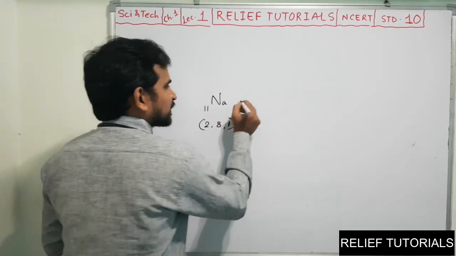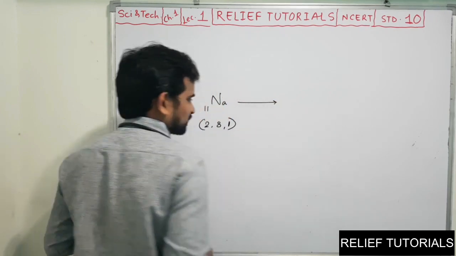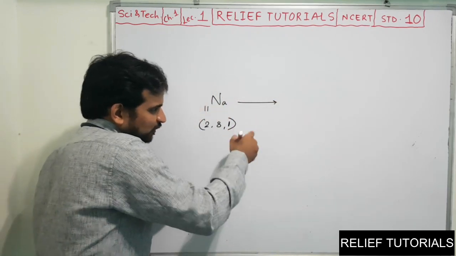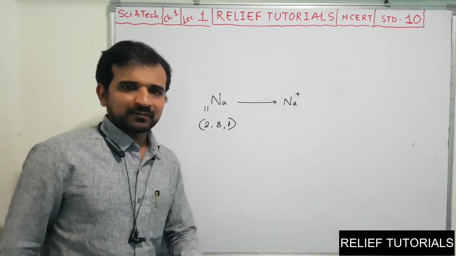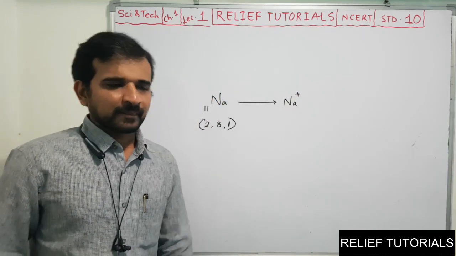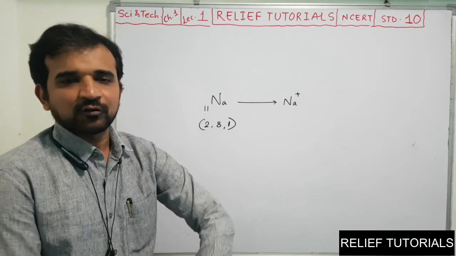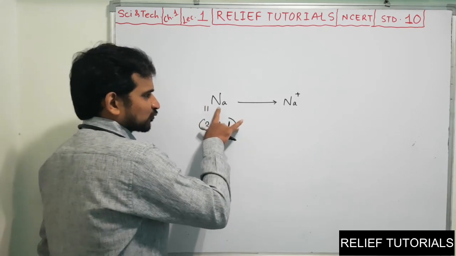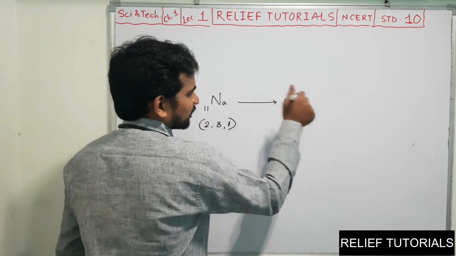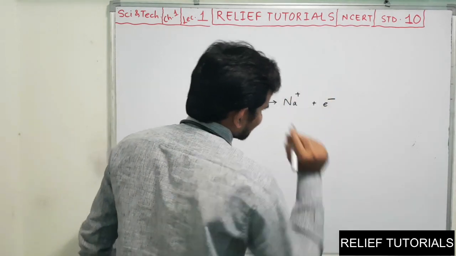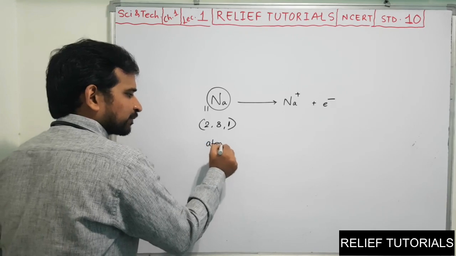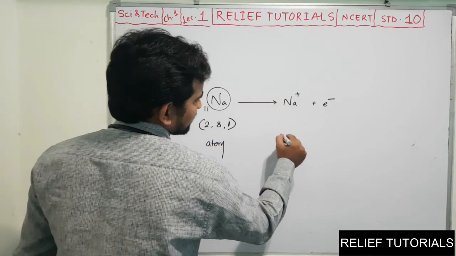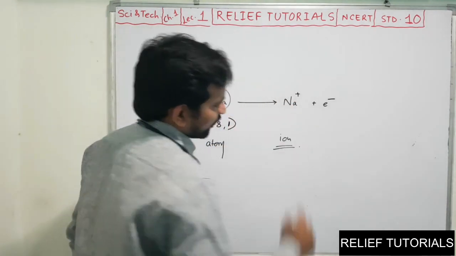So you know, when it loses this one electron, what happens? It forms a positive ion. When an atom loses an electron, it forms a positive ion. When atoms gain an electron, they form negative ions. So sodium loses this one electron and forms Na+. So what is this? It was a sodium atom. And what is this? It is a sodium ion.